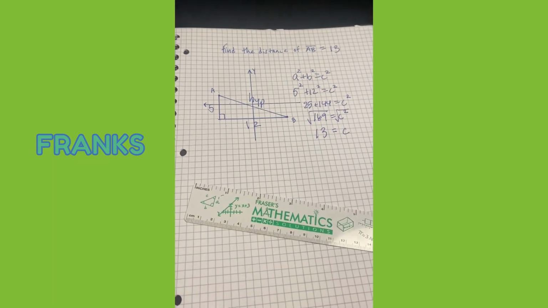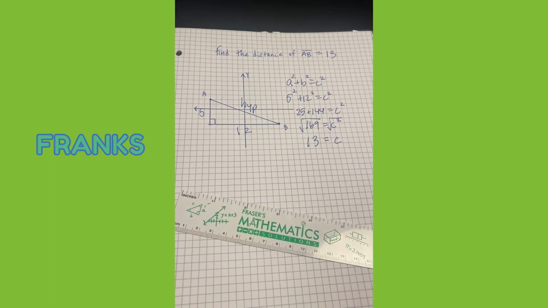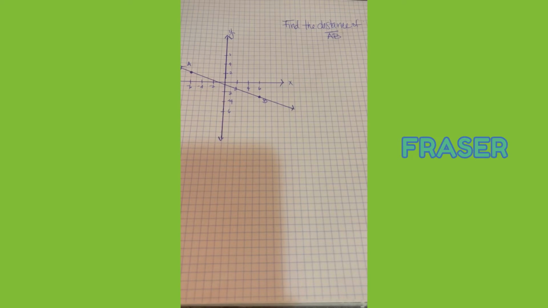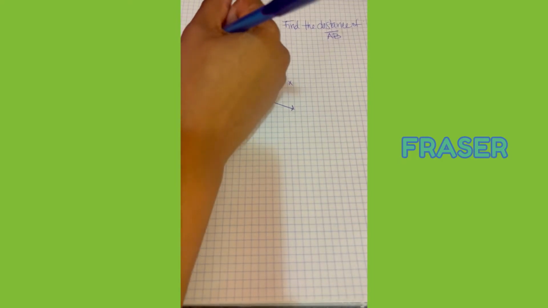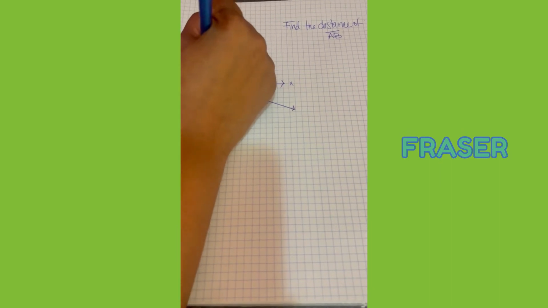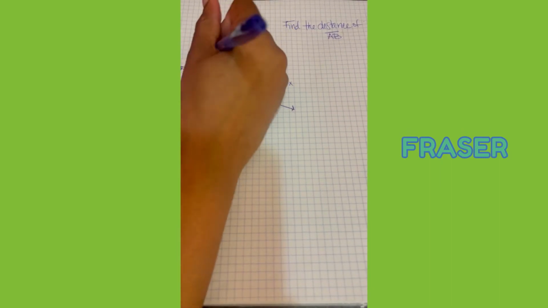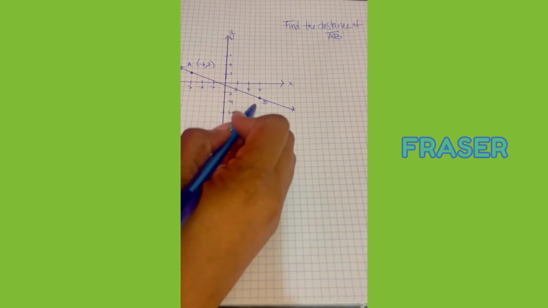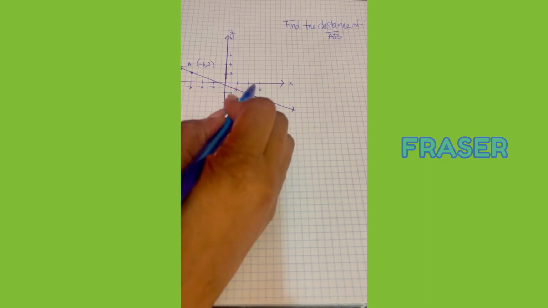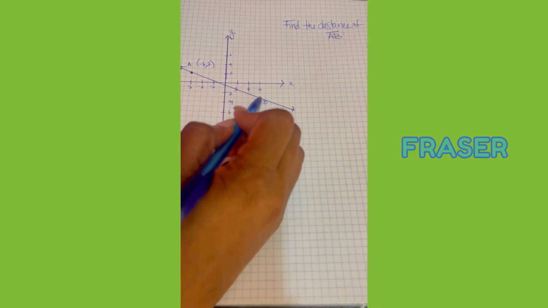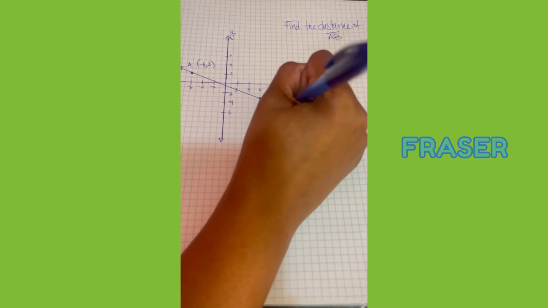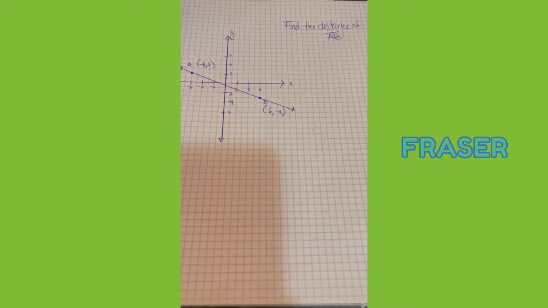Let's see how Fraser finds the distance of the line segment. Hey y'all, Fraser here. This is how I find the distance of a line segment. I simply need to figure out the coordinates, and then I use my distance formula. So the coordinates for A is -6, and I go up 2: -6, 2. And then my coordinate for point B is I go over 6 and 1, 2, 3 down 3. So that is 6, -3.